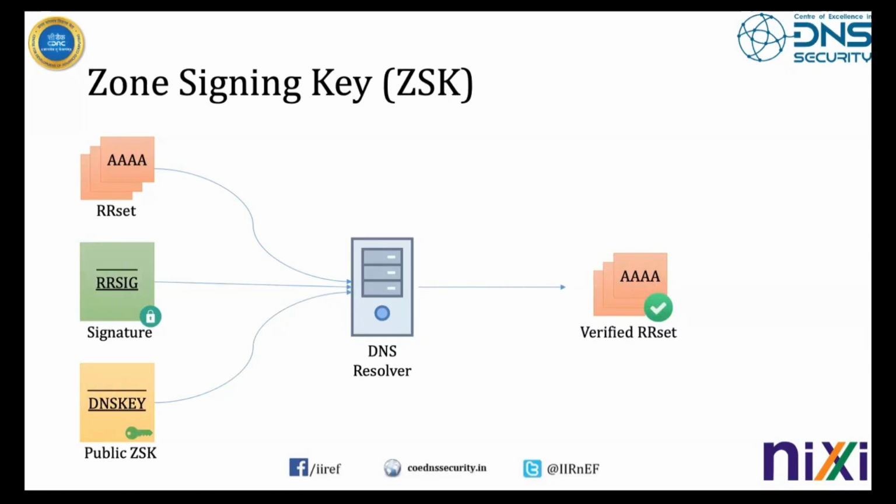Okay. So in the earlier message also we had seen that we need the original message, we need the message digest, and we need the public key. Using the combination of all these 3, we can verify whether the signature on the message is valid or not. So same thing here also. We have an RR set, we have an RRSIG, which is the signature on that record, and we have a public ZSK, zone signing key. We will use all the 3 to validate whether the signature on the RR set is valid or not. And if the signature is valid, it means that the RR set is also valid.